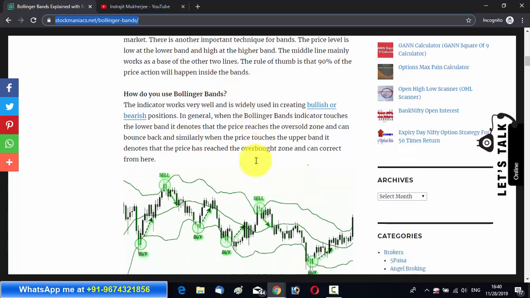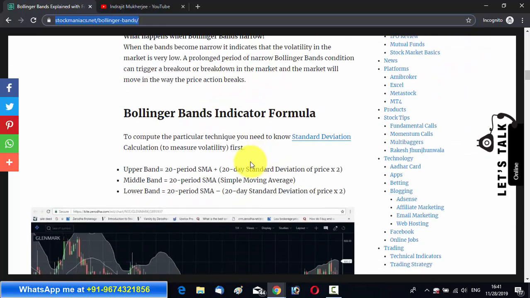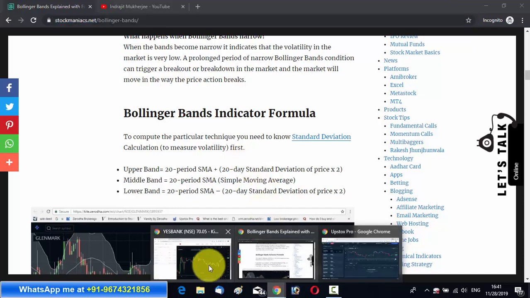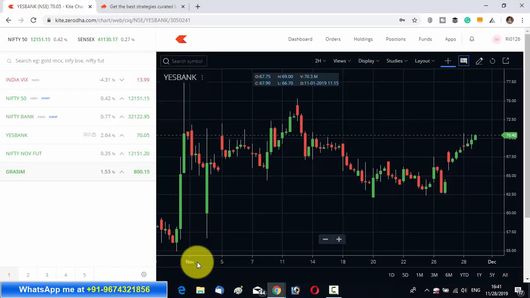So before we continue, let me show you how to attach the Bollinger Bands on charts. Let me show you live. So this is the Zerodha Kite chart. I believe that you already have some charts in front of you.